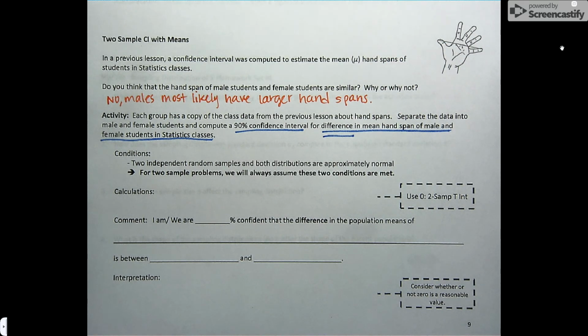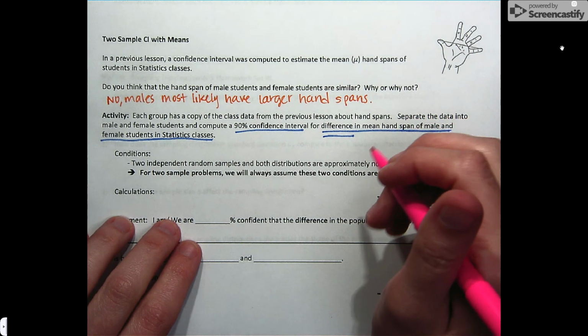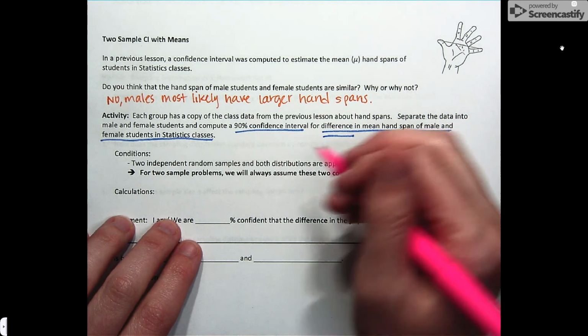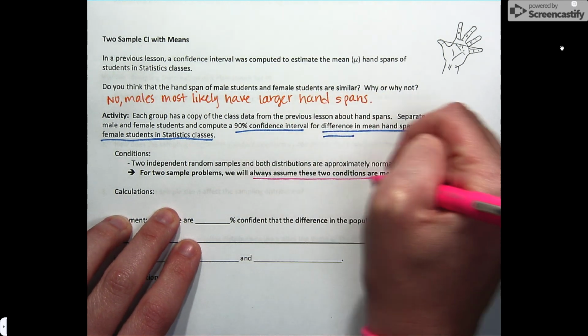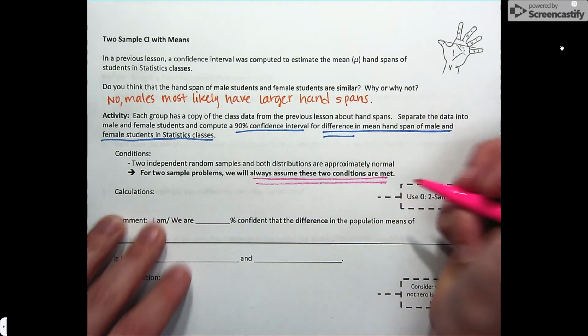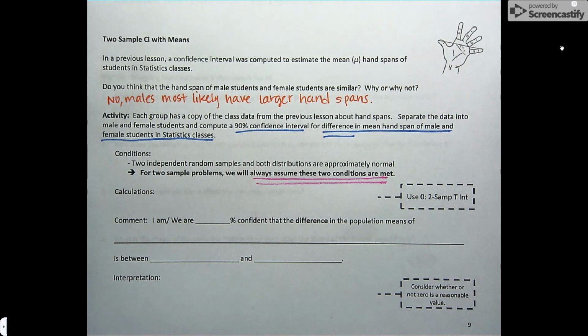So remember, to check the conditions, you have to make sure that both samples are randomly selected and that both distributions are approximately normal. What's really nice about the two sample problems is instead of making you check that twice for both samples, the males and then the females, we will always let you assume that the conditions have been met. And we pretty much always say that in the problem too, so you know.